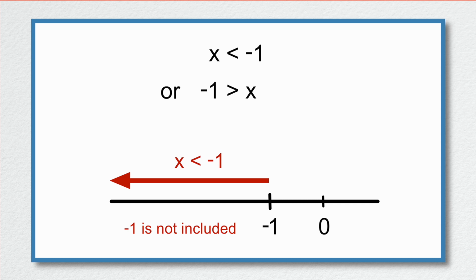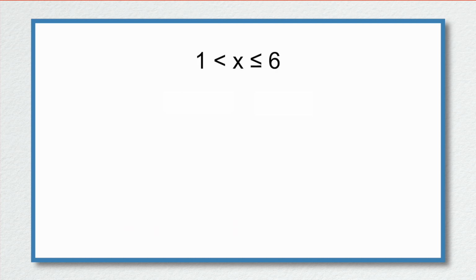Now let's concern ourselves with a range of values using inequalities, but this time using two limits. So let's say we have something like this. To understand what this inequality is saying, let's divide it up. So the first bit we have is 1 is less than x, which also means that x is greater than 1. And we also have x is less than or equal to 6. So we would say with this inequality that x is greater than 1 and is less than or equal to 6.